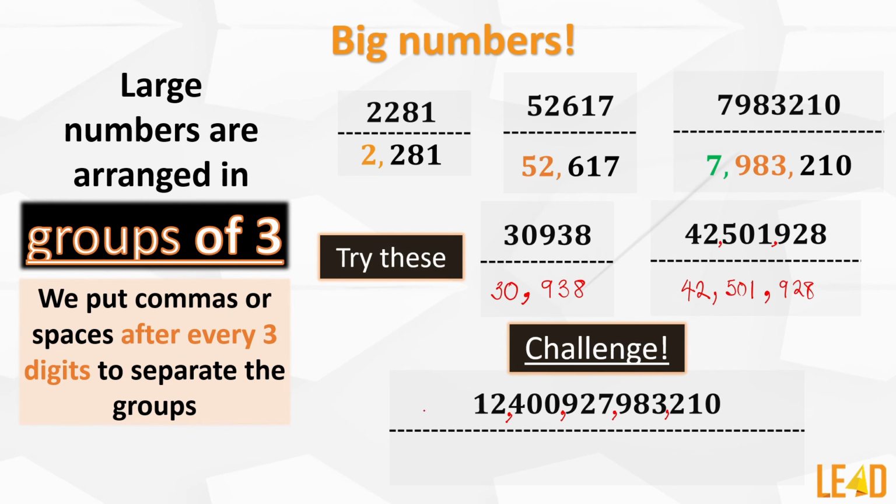So this is a really big number. You can see it has one, two, three, four, five groups. Five groups. So we have 12. The next group is 400. Next group is 927. Next group is 983. Next group is 210. So we want to always count from the back forward. All right.